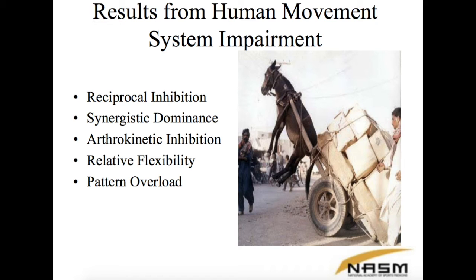As if that wasn't enough dense information compacted into a few minutes, I'm going to give a few other definitions before we dive into the actual examples. These three mechanisms occurring can ultimately result in reciprocal inhibition, synergistic dominance, arthrokinematic inhibition, relative flexibility, and pattern overload.